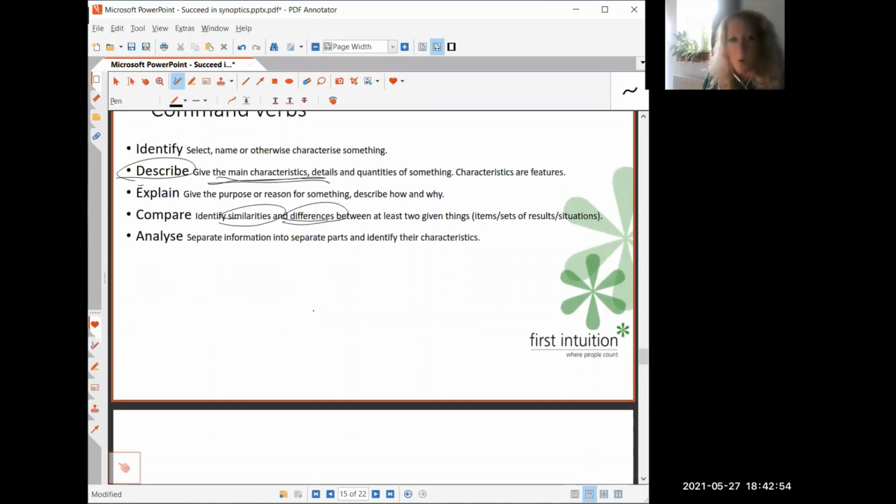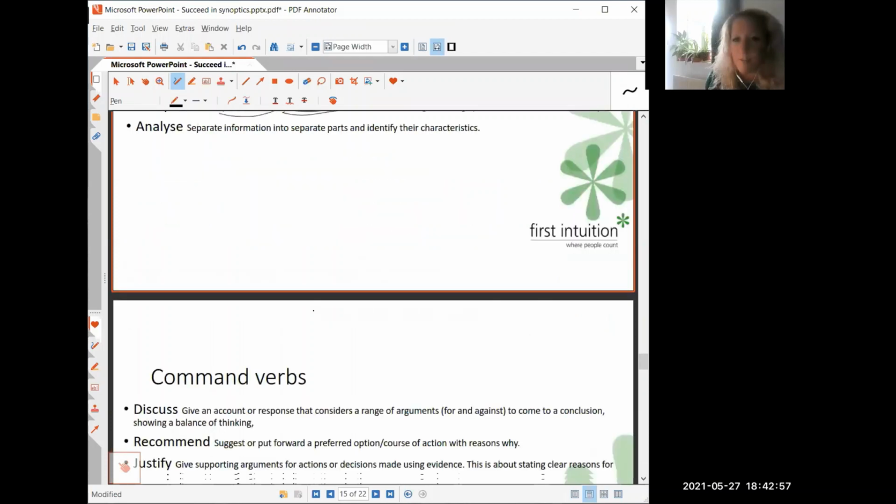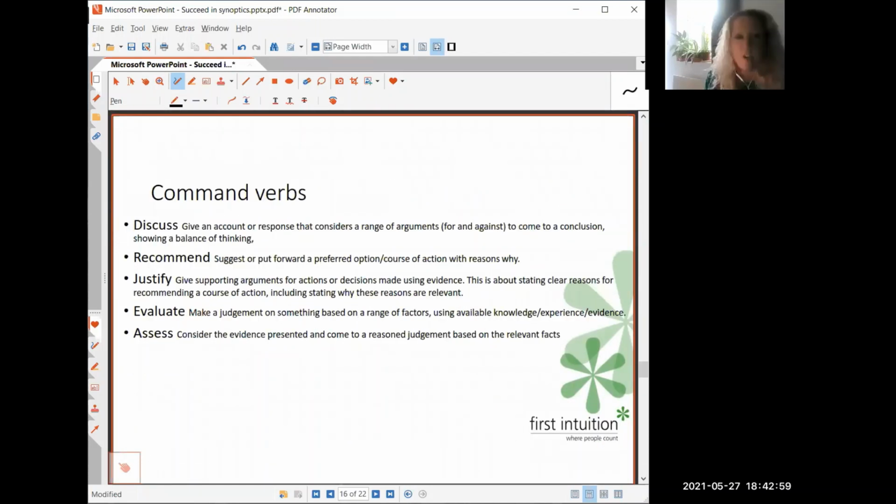We have more over the page, so there's a bit of a description of each of the verbs there in that wheel. As I mentioned, some of these are higher level verbs, so these ones are definitely higher level verbs. So something like recommend. Recommend means that you have to give a justified opinion or a justified suggestion. So put forward a preferred option or course of action. And the most important thing is you say why.